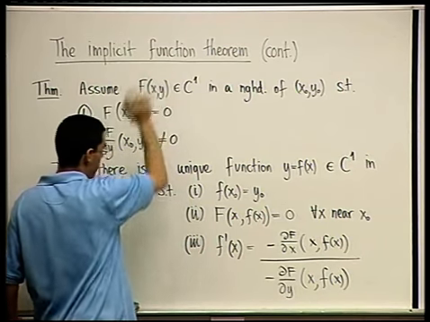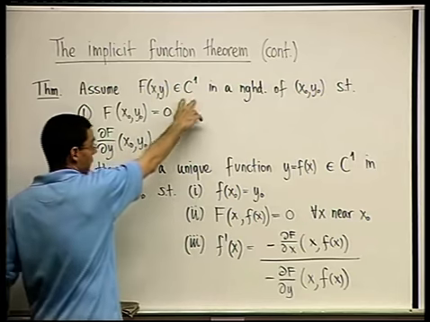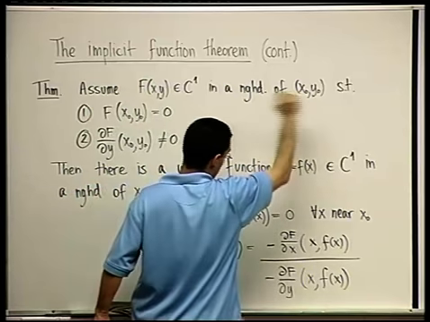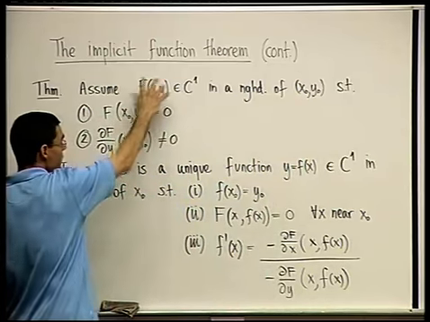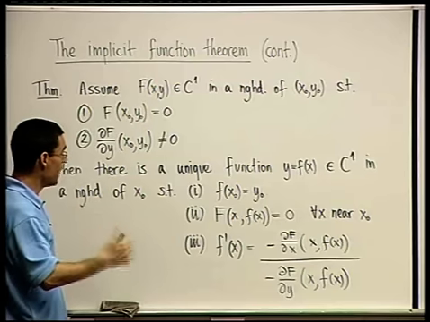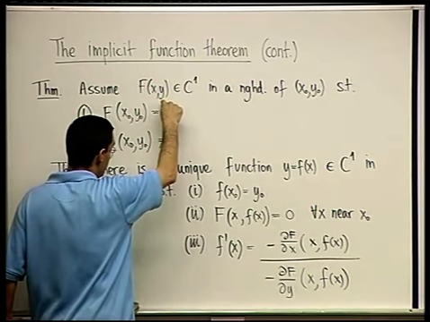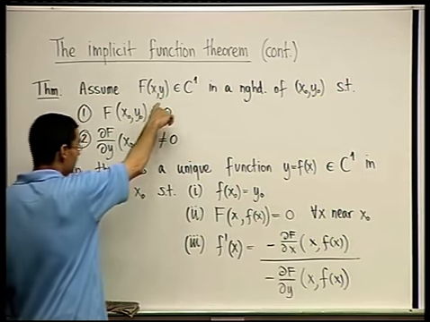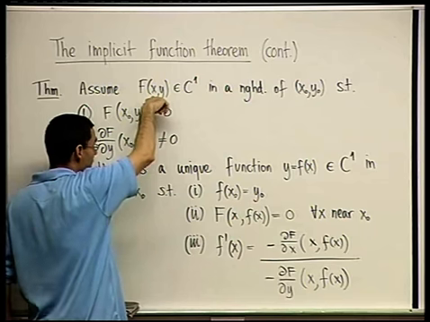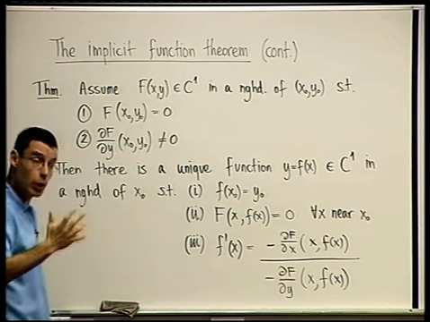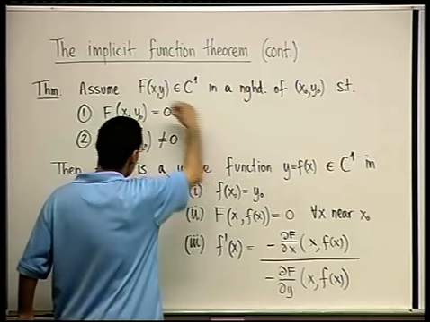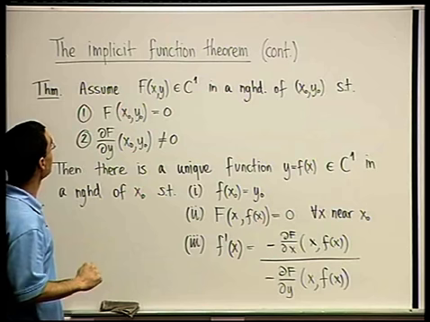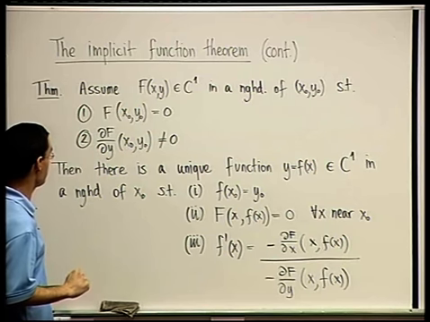So big F is a function of x and y. It's a C1 function, namely it has continuous partial derivatives in a neighborhood of some point (x0, y0). This is the relation between x and y, which is not necessarily given in terms of y as a function of x. And we want to know, can we express y as a function of x locally near a point? That's the issue we're addressing in this theorem and in this discussion.